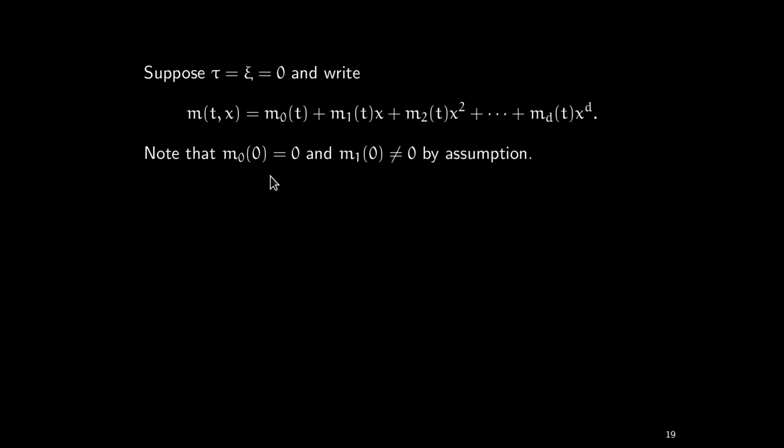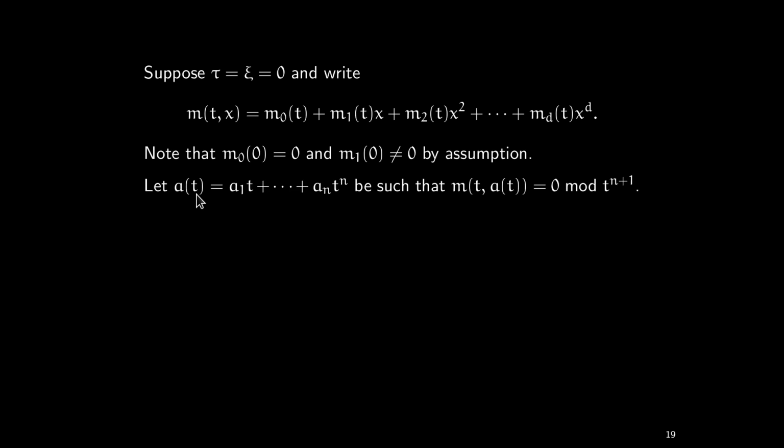First, you know that m0 at 0 is 0. Well, that's because xi is supposed to be a root of the specialized polynomial, and this here is the specialized polynomial. So this here will vanish at t equals 0. And this here will not vanish at t equals 0 because we are not at a branch place, so there's no double root. So we have these two assumptions.